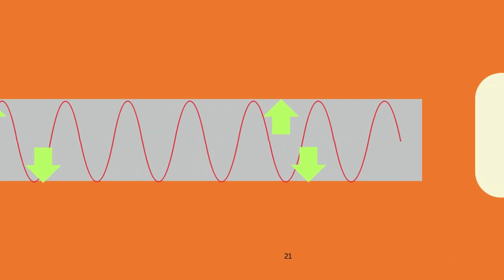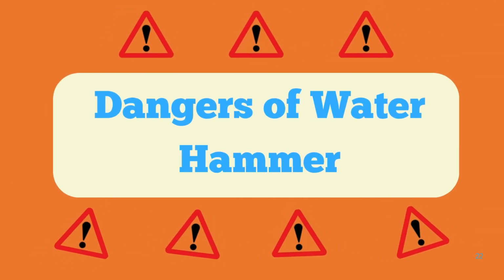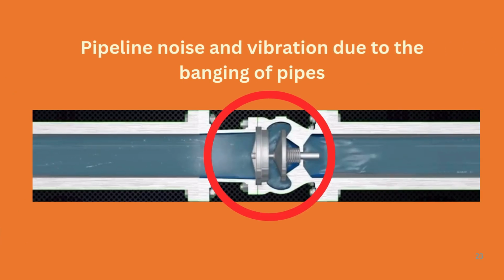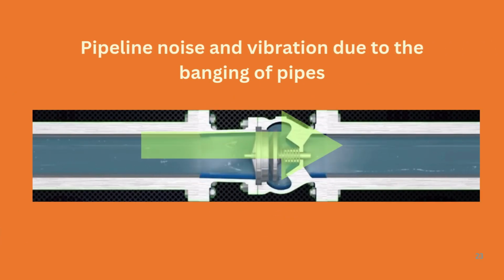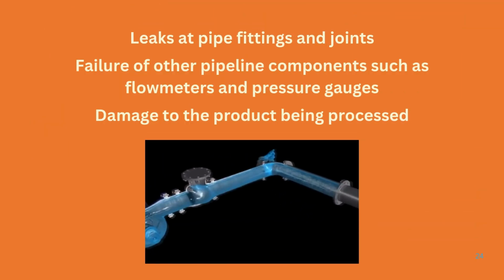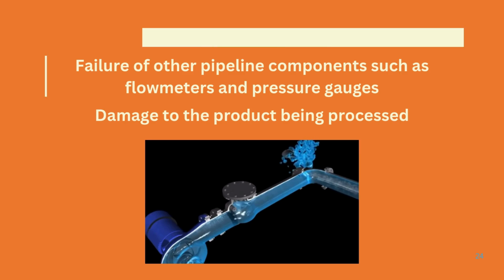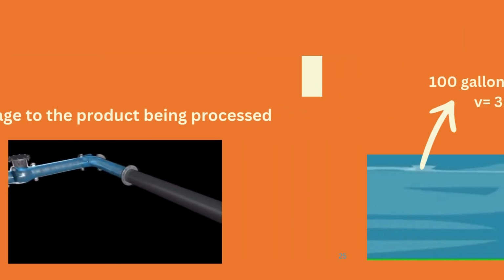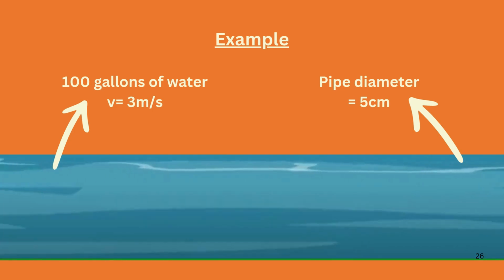on the pipe. I will now be talking about the dangers of water hammer, one of which is the sudden closure of a valve causing the fluid to change directions repeatedly, resulting in pipeline noise and vibration. Water hammer also results in leaks at pipe fittings, failure of other pipeline components, and damage to the product being processed. I'll now be demonstrating the severe impact of the water hammer.